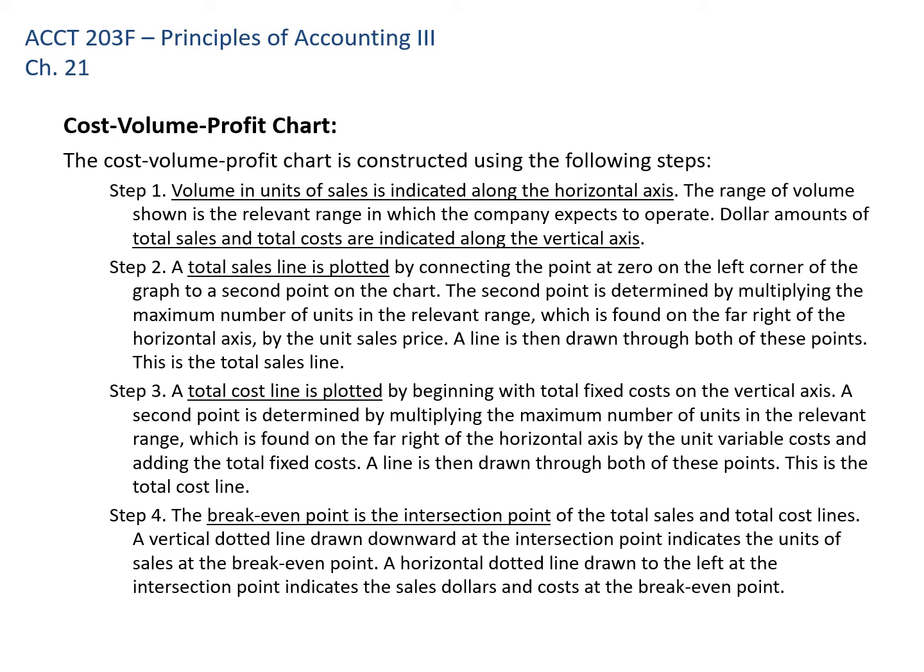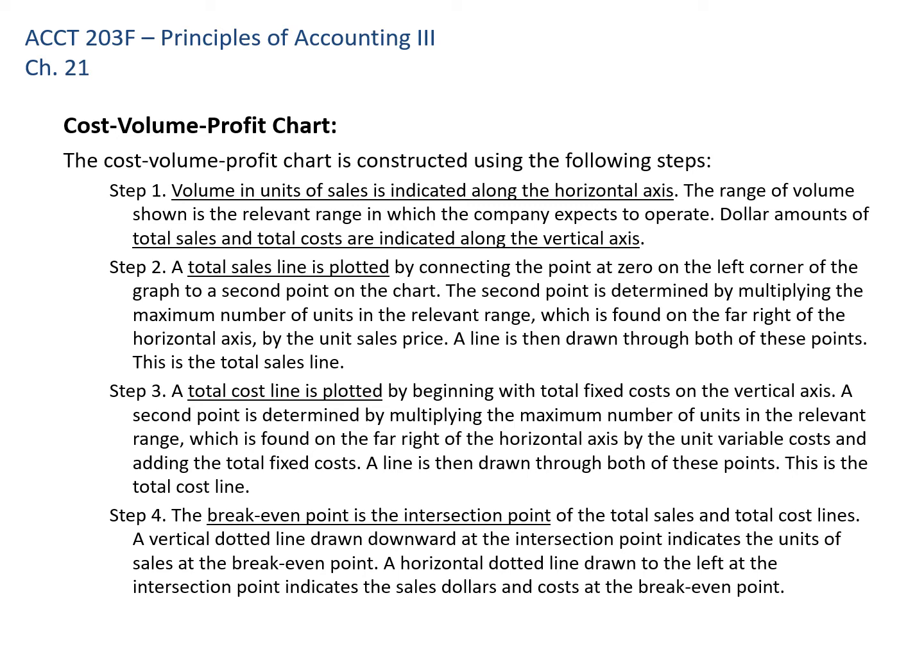So the steps in creating this cost volume profit chart are: step 1 is creating the volume in units along the horizontal axis and a line for total sales and total cost on the vertical axis. That would be done for the relevant range of sales you expect in units, so 0 through what you think your capacity or likely capacity is.